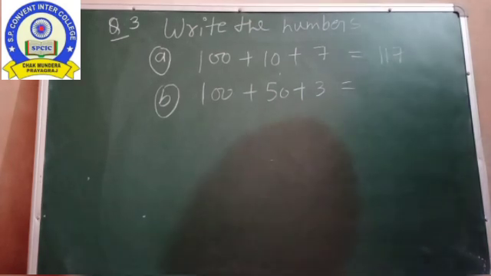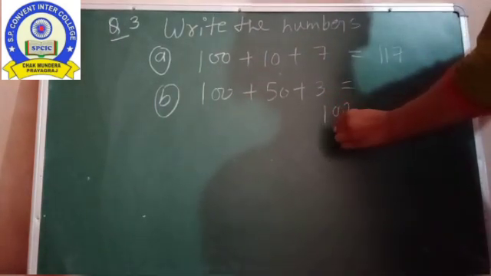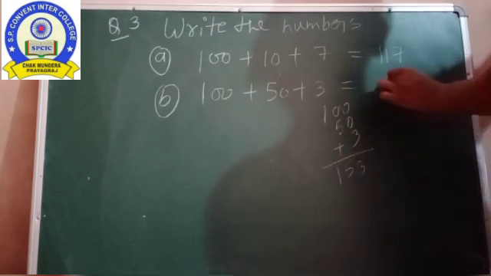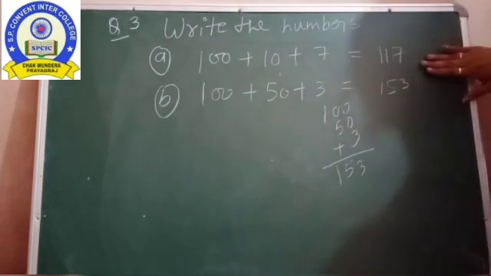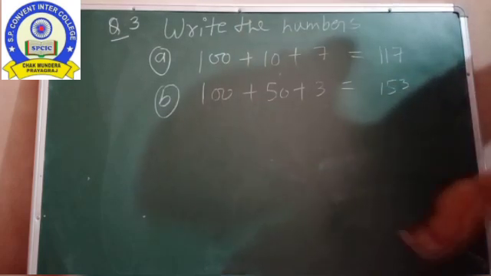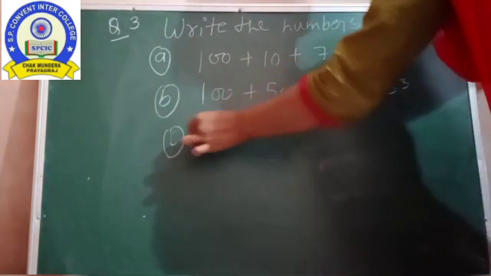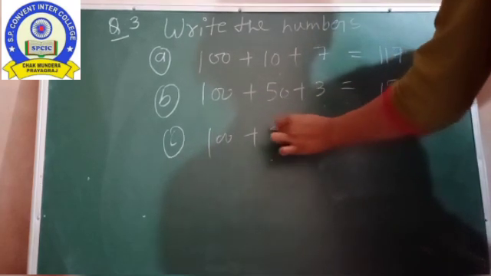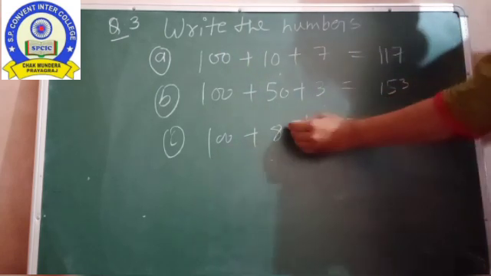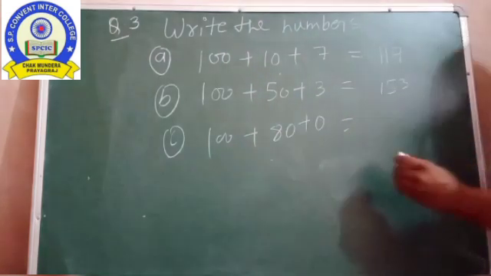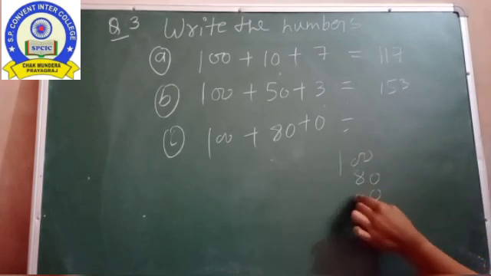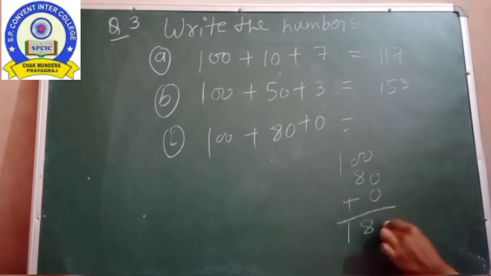100 plus 50 plus 3, it means 153. This is your standard form. Next question. 100 plus 80 plus 0. 100, 80, 0. Add them, it comes to 180.